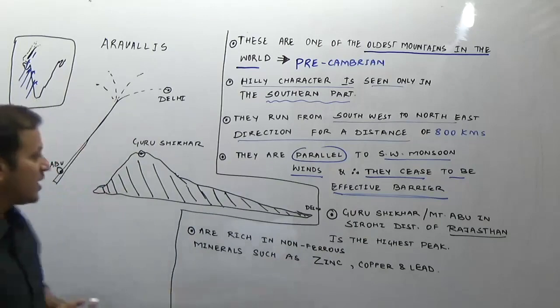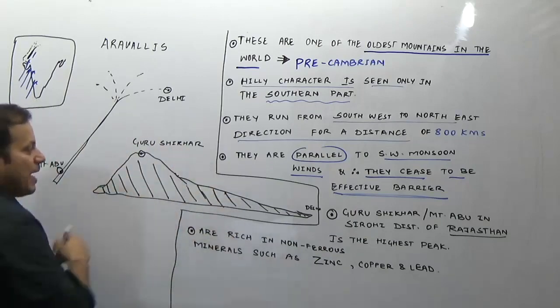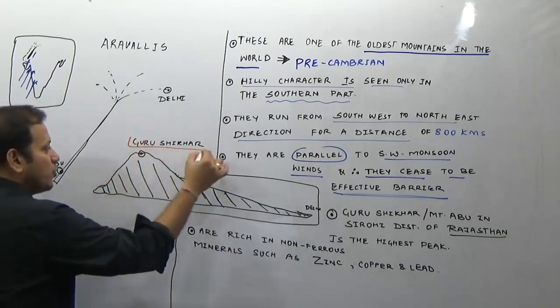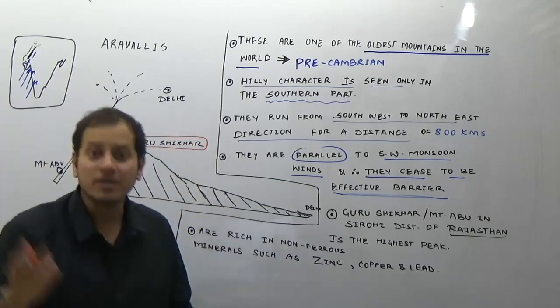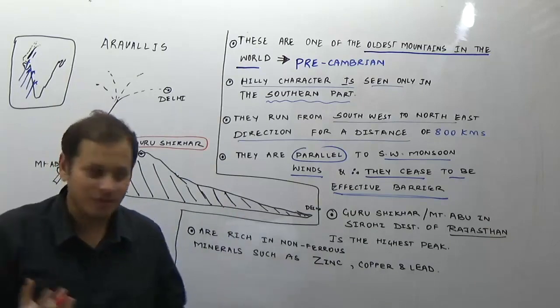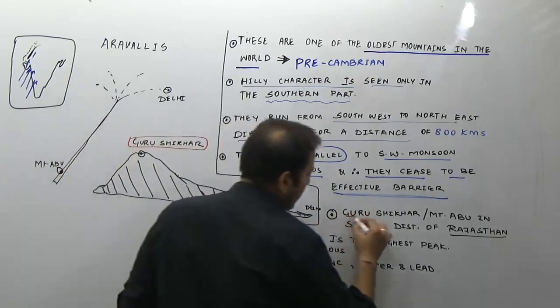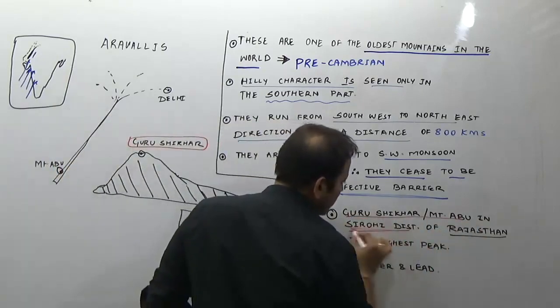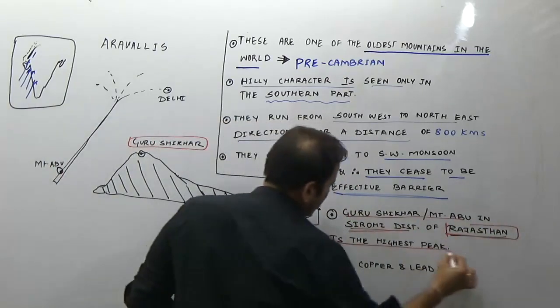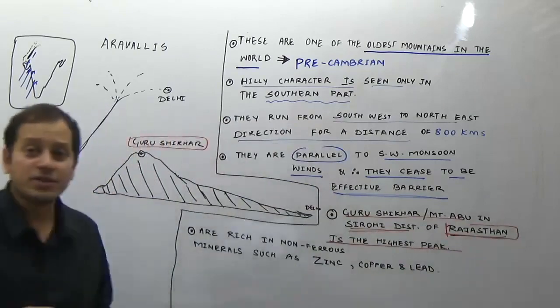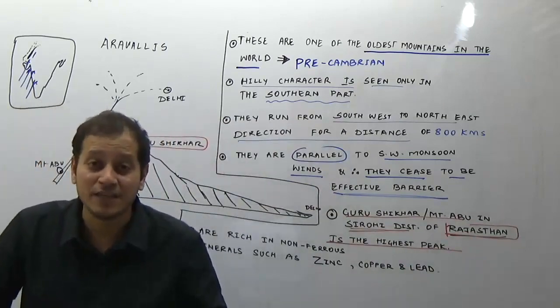Now, as you can see from my diagram itself, Guru Shikhar is in the Mount Abu region. Mount Abu is the only hill station of Rajasthan. Guru Shikhar or Mount Abu in the Sirohi district of Rajasthan is the highest peak of the Aravalli ranges. So which is the highest peak of the Aravalli ranges?